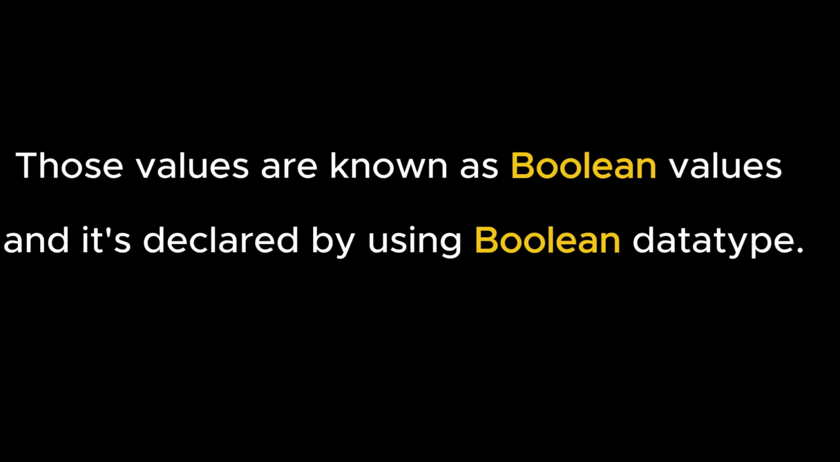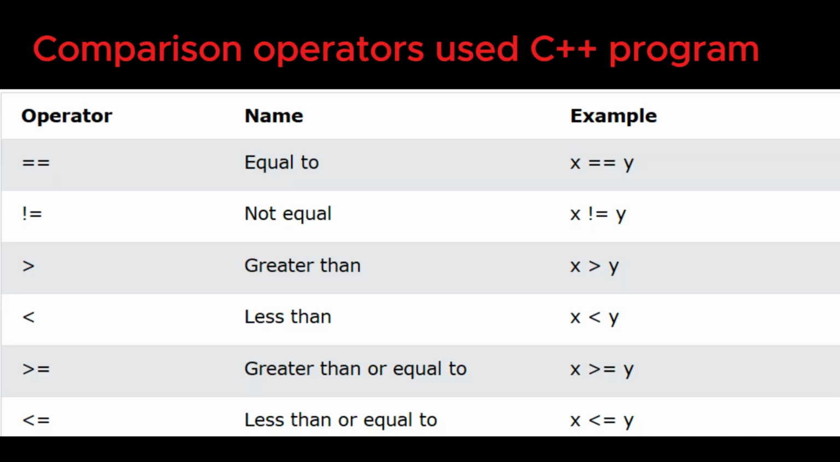These values are known as Boolean values, and it's declared by using Boolean data types. These are some comparison operators used in C++ program. The first one is equal to, for example x equal to y. The second one is not equal to, denoted by an exclamation and equal sign. Example, x not equal to y.